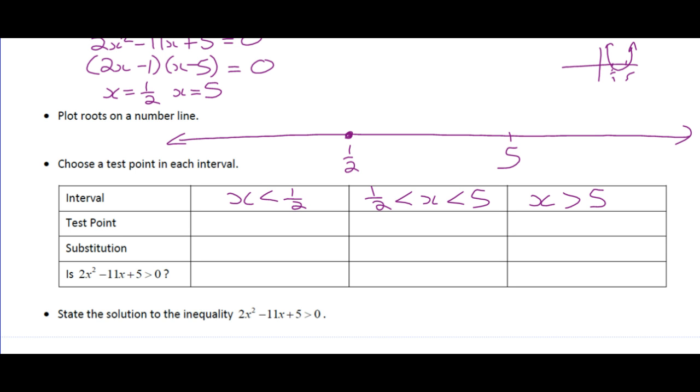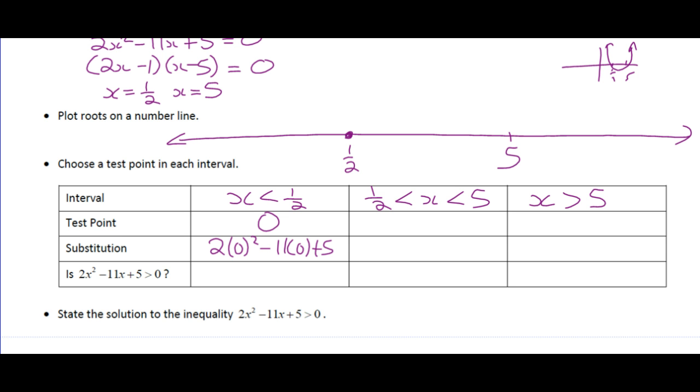Okay, so now we choose a test point that is less than 1/2. What's a good number that's less than 1/2? 0. Okay, so the test point will be 0. We substitute that into the expression. We say 2 times 0 squared minus 11 times 0 plus 5. And what does that give us?